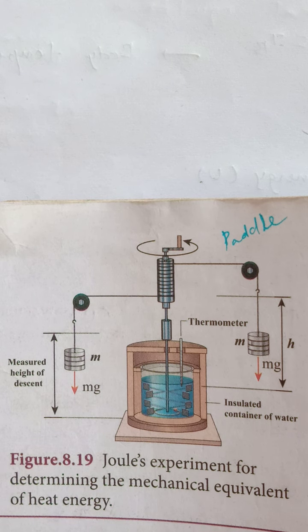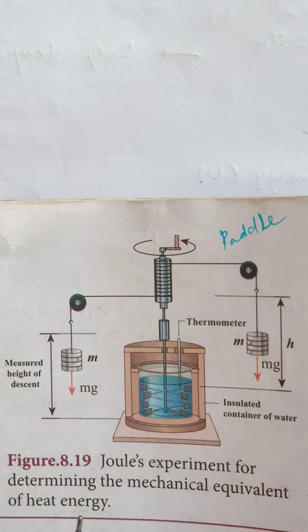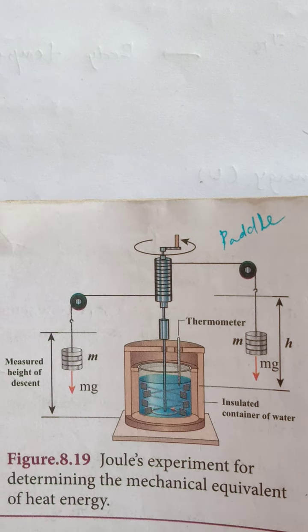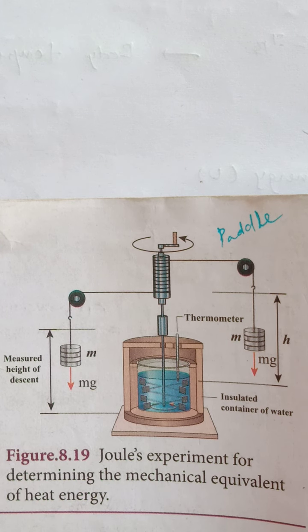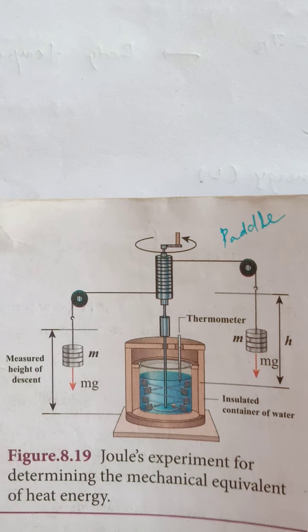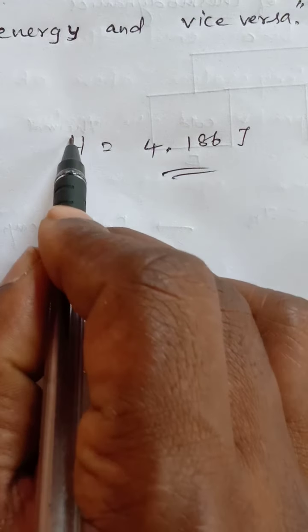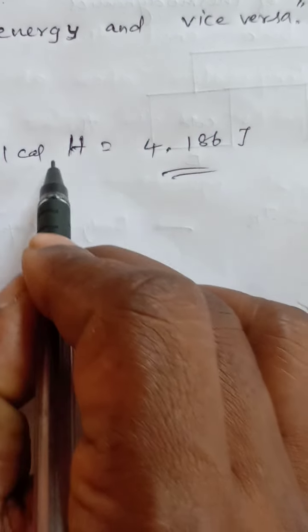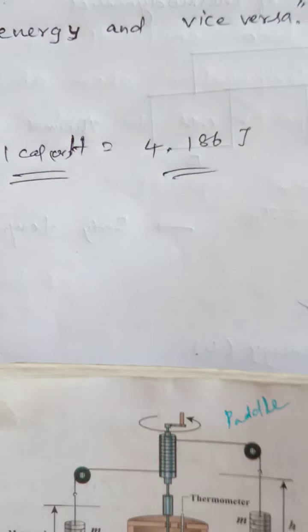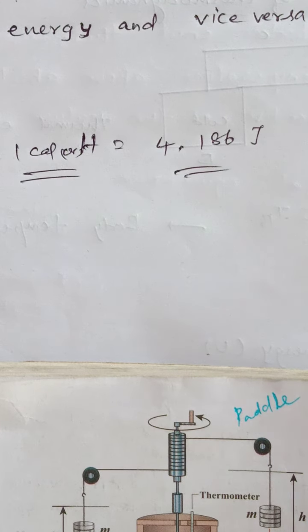Then he found that if we take 1 gram of water and increase its temperature by 1 degree Celsius, the amount of heat energy produced is equal to 4.186 joule. This heat energy is called 1 calorie. So 1 calorie is equal to 4.186 joule.